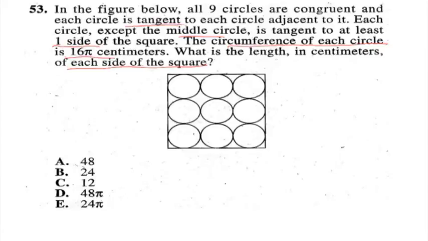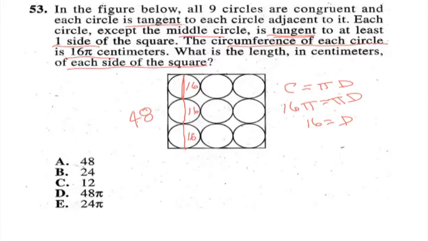So let's take a look at this. This tells me that my circumference of that circle is 16 pi. So if you remember, circumference is equal to pi times the diameter. Therefore, 16 pi equals pi d tells me that my diameter is 16. So that tells me this is 16 from here to here. The fact that they told me it's tangent to means it's touching at exactly one point. So they are touching. There's no hidden air gap in between them or anything like that. So that means that's a 16, this is 16, and this is 16, which makes the side length 48 in this problem, making A the answer to 53.